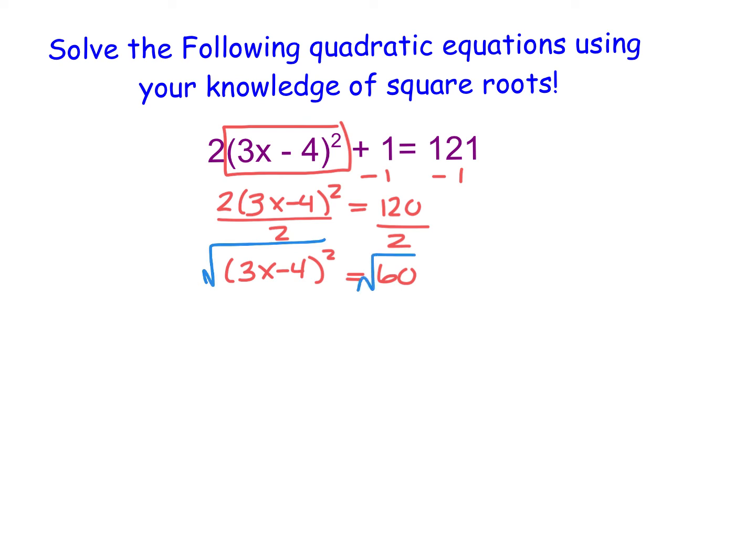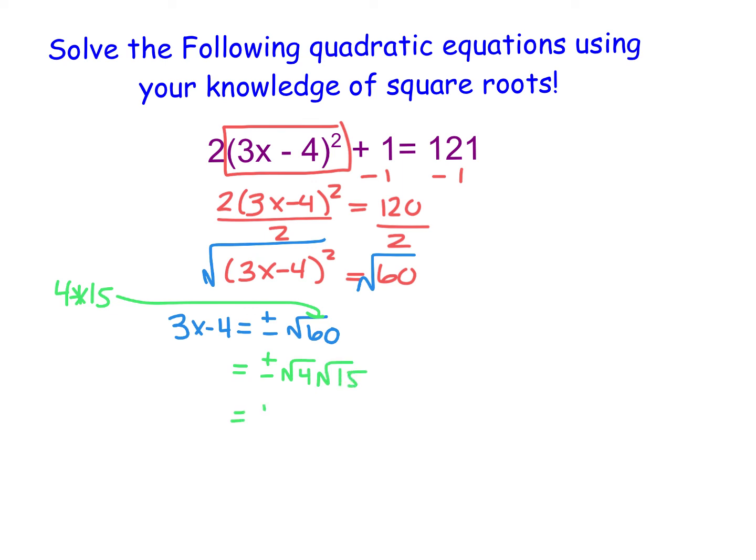Remembering that when we square root a squared, we need to set 3x minus 4 equal to the positive and the negative version of the square root of 60. Now, because we have a square root here, we need to simplify that square root. And if I look at 60 and I start dividing it by the perfect squares, I find that the only perfect square 60 is divisible by is 4, and it's 4 times 15. So this becomes the square root of 4 times the square root of 15, which is plus or minus 2 square roots of 15. So here we have 3x minus 4 is equal to plus or minus 2 square roots of 15.